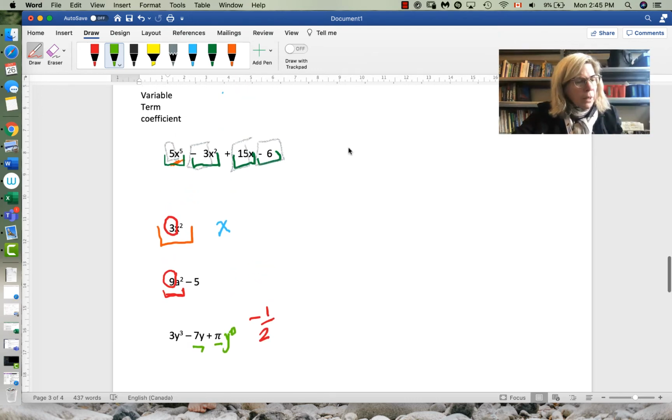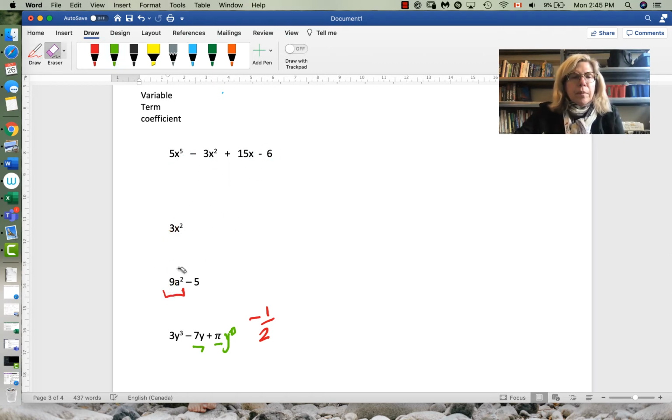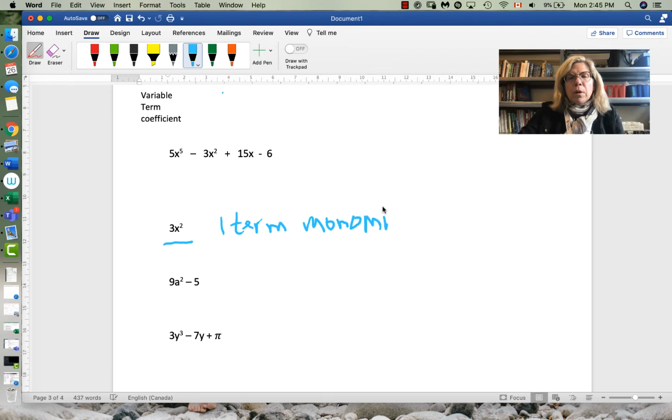Okay, let's see how well you can think about these. So I'm going to give you some examples. But before I do that, I want to explain another term or two. If we have something with one term, that's called a monomial, M-O-N-O. Mono means one.